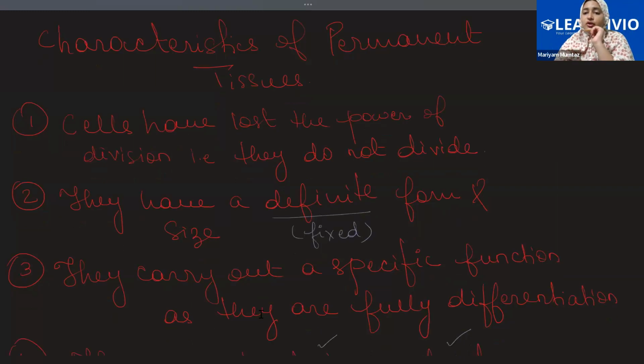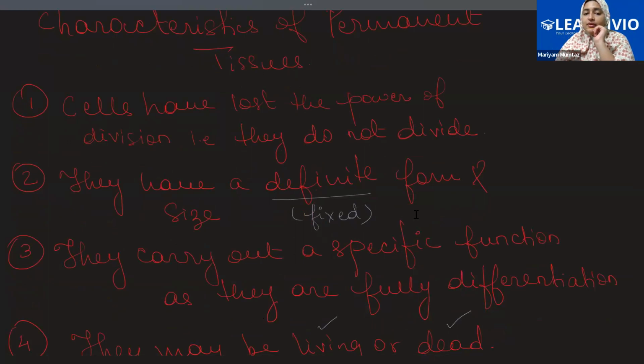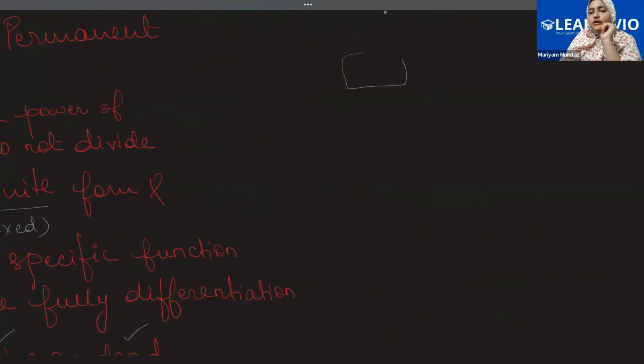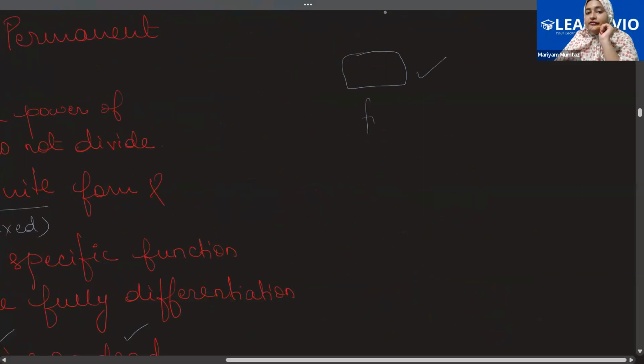Now, since they do not divide throughout, what happens? They have a fixed and definite shape and size. Definite means it does not change, it does not vary with time. For example, if there is any cell that is square or rectangular in shape, then it will stay like this, because they have a definite shape and size, meaning they will not change their shape or size.